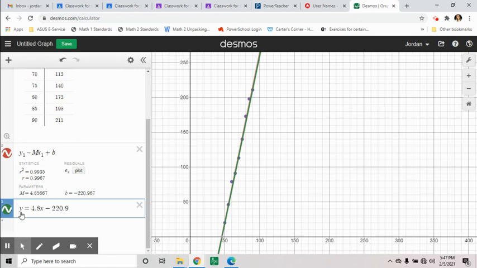The y lets us know it's a function. The x lets us know it's linear because there's one x and it doesn't have any exponents and it's stuck next to the slope. So we plug that in. So that's the first part of our question.